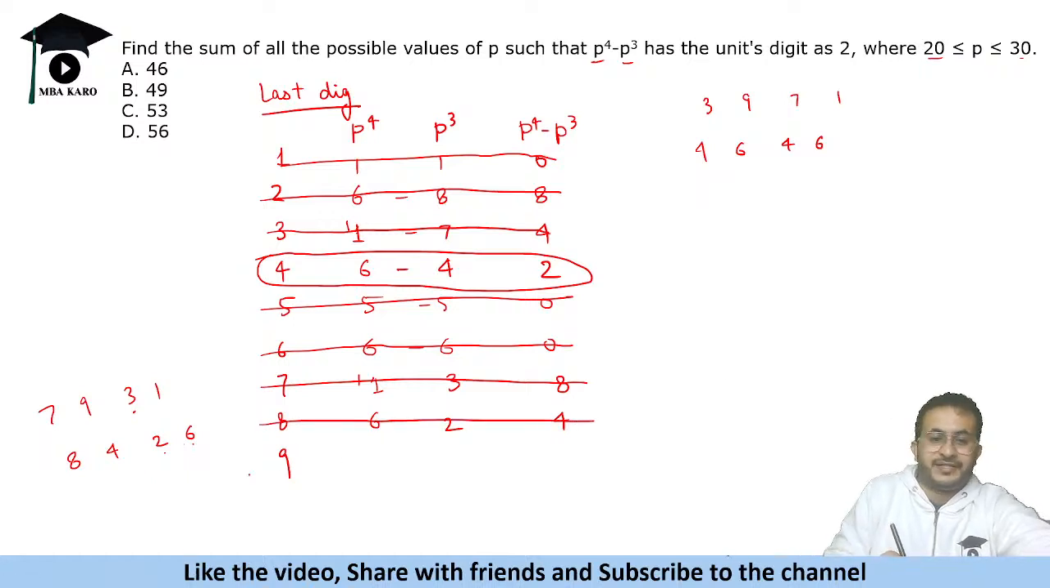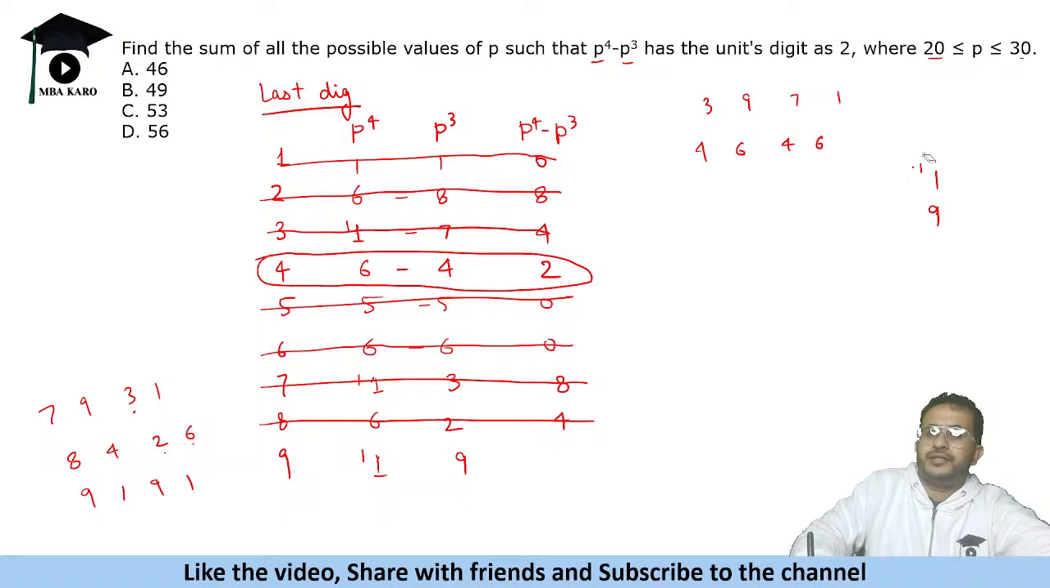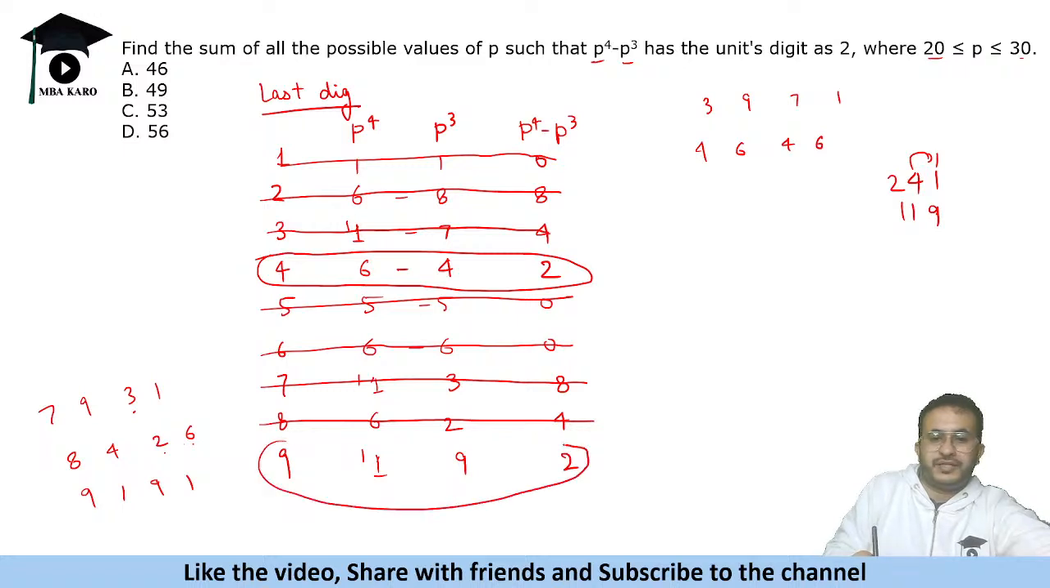Okay, next is 9. We have 9, 1, 9, 1, so the fourth power is 1, and this is 9. Now when you subtract, why are we making it 11? Basically the fourth power will be a higher number, isn't it? So if we subtract 9 from 1, it is some large number, so we will borrow. Like, suppose we have to do 241 minus 119. So what do we do? We borrow and make it 11. So 11 minus 9, the last digit is going to be 2. So this also we will accept.